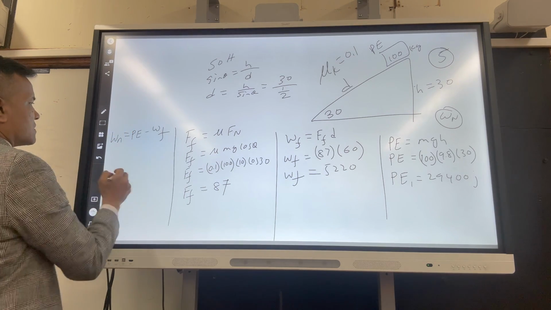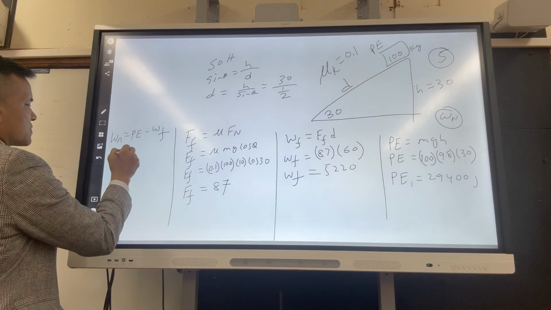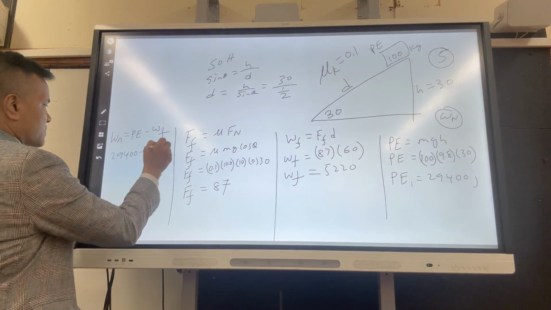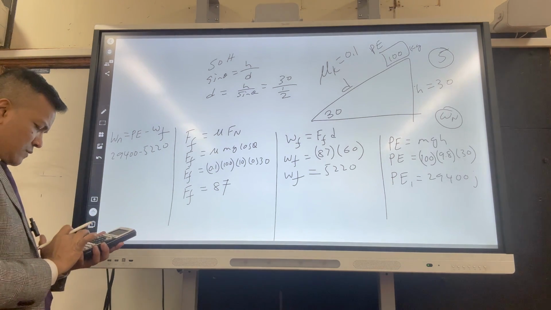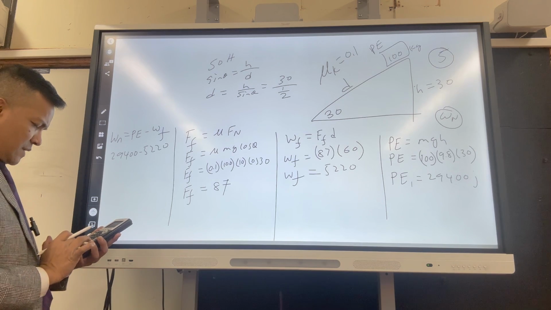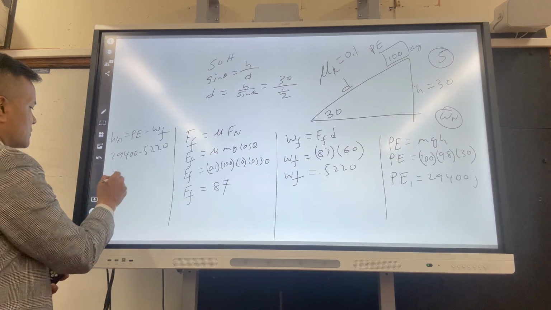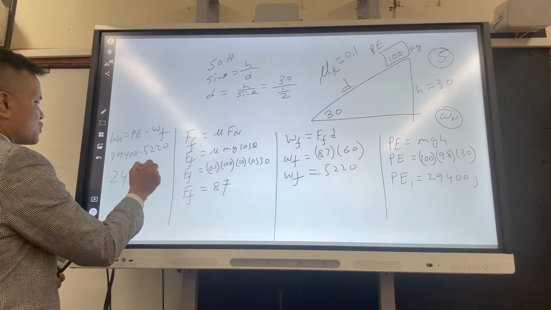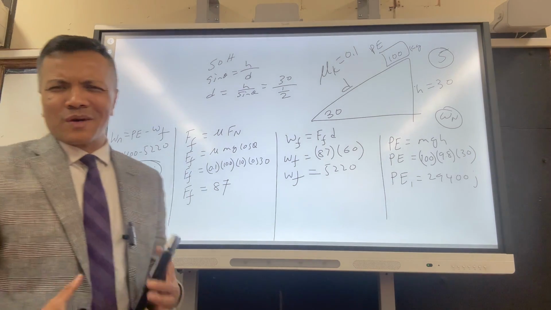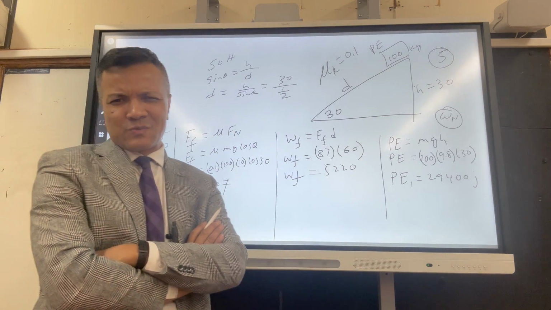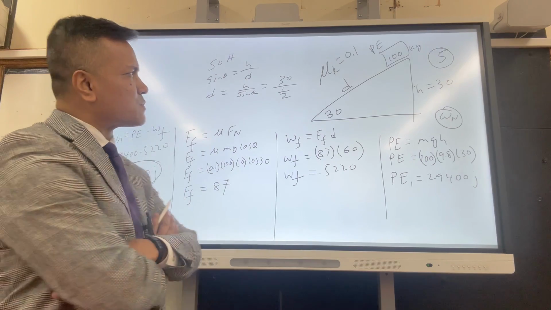All right. So now we finally find the net work: work net is equal to potential energy minus work done by friction. So 29400 minus 5220, and that is 24100 joules. So you're going to find the answer that is very close to 24,100 joules. Okay, so that was problem number 5.